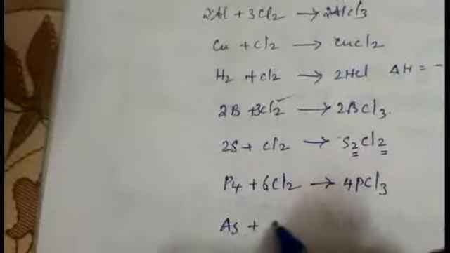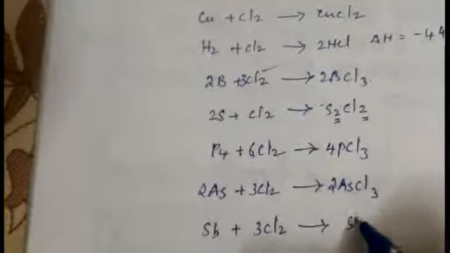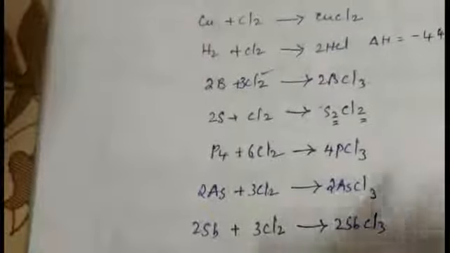Next, arsenic, As, reacts with chlorine molecules, 3 times. Here 2 times, so AsCl3. That As 2 times, so 6 times means here 3. Next, antimony, Sb, reacts with chlorine to give SbCl3. So write 2 times, here 3 times. So Sb 2 times means in front write 2 times.